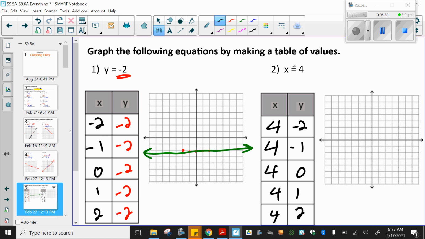All right, so here x equals 4. If this is y equals -2, what do you think x equals 4 looks like? Well, it's going to be similar. 1, 2, 3, 4. Oh, wait, I didn't go down 2. There's 2. And then 4 down 1. And then here's 4, 0. And then 4, 1. And then 4, 2. Now I'm going to have a line up and down. I cannot for the life of me draw a straight line on here. All right.